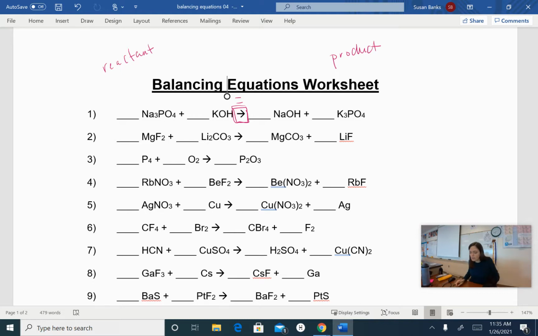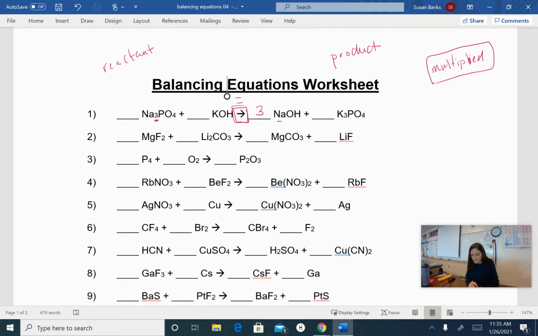We're going to look at sodium first. If we look at sodium, we have 3 sodiums on the reactant side, and over on the product side, I only have 1. So I'm going to put a coefficient of 3. Remember, everything is multiplied. We are not adding, we are multiplying. So we need to think of a multiplier to get us the same amounts. So 3, and 3 times 1 is 3.